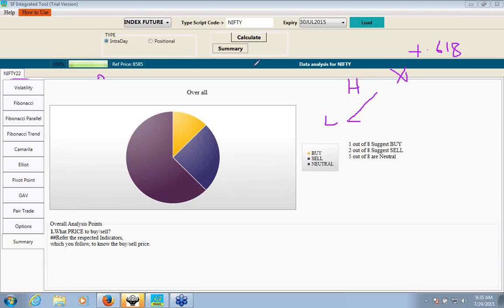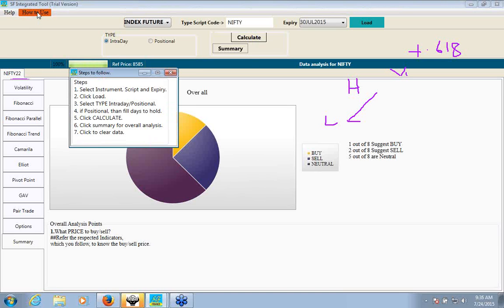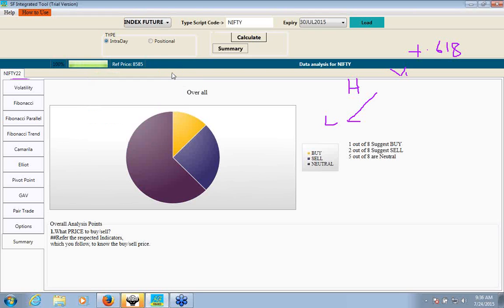So how to utilize this tool? As soon as you get into this tool, there will be a how to use icon. Once you click on this how to use icon, it says to select the instrument and expiry date. If you are choosing futures, click load and check intraday and positional. Positional feature is not enabled in this trial edition. It will come in the paid edition. Then you click on calculate. It is not mandatory to click on calculate; sometimes it will do the calculation on its own. So this is very easy to operate.